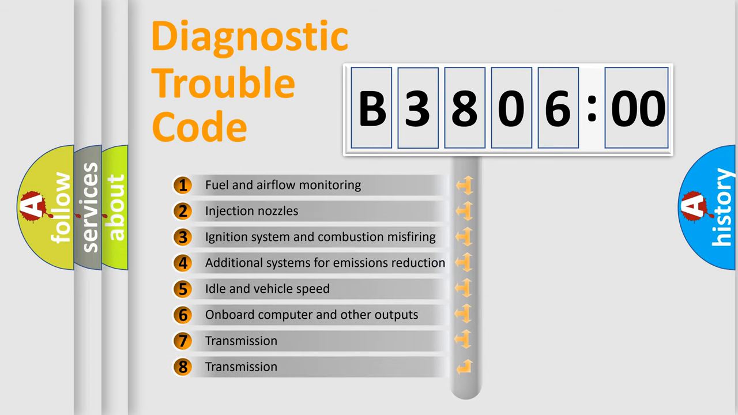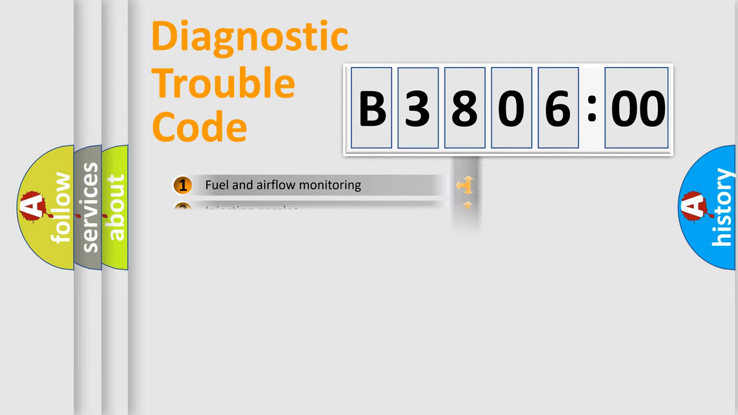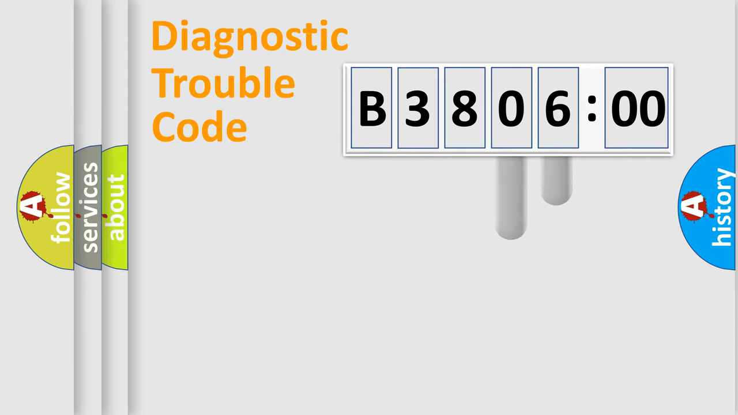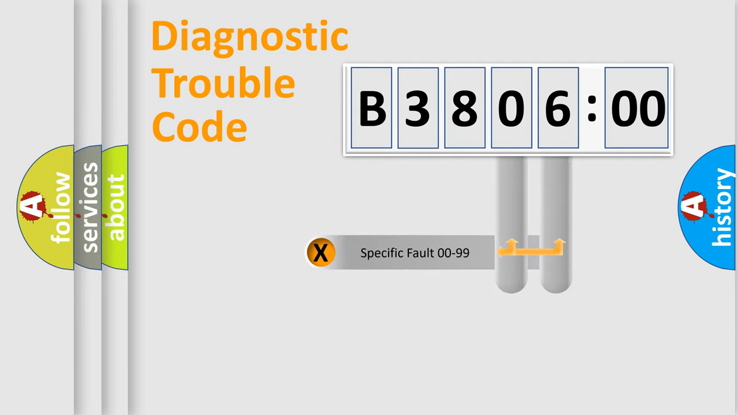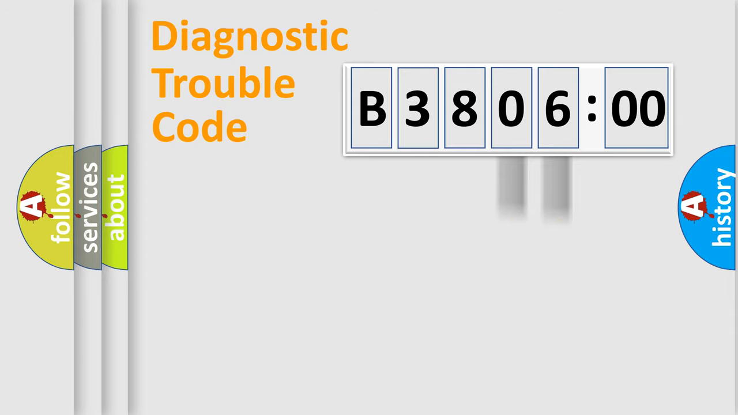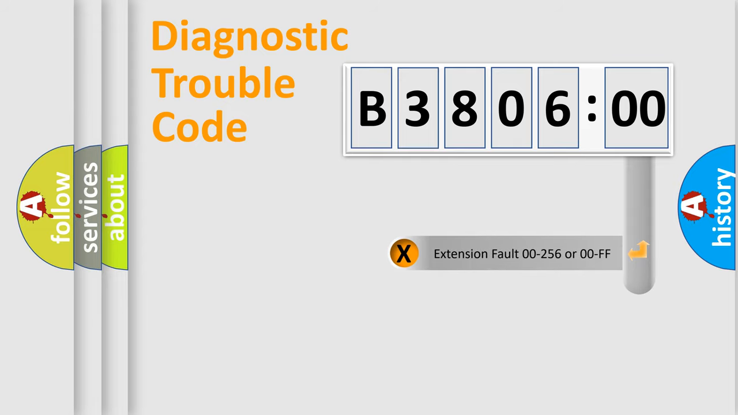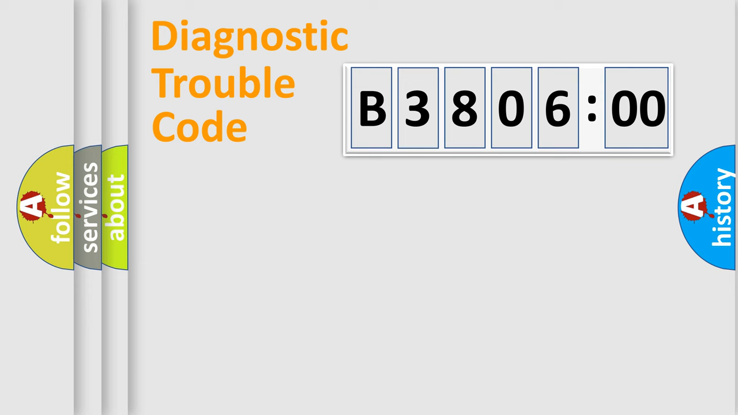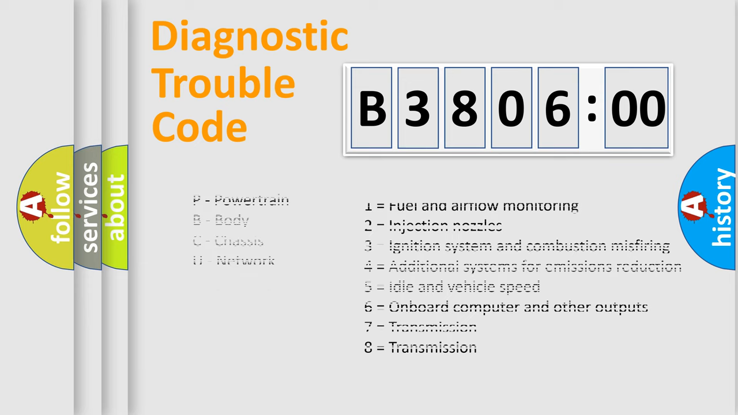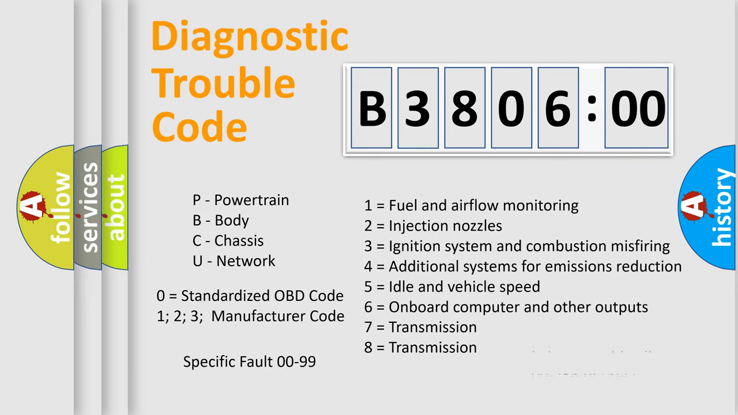The third character specifies a subset of errors. The distribution shown is valid only for the standardized DTC code. Only the last two characters define the specific fault of the group. The add-on to the error code serves to specify the status in more detail, for example, a short to the ground. Let's not forget that such a division is valid only if the second character of the code is expressed by the number zero.